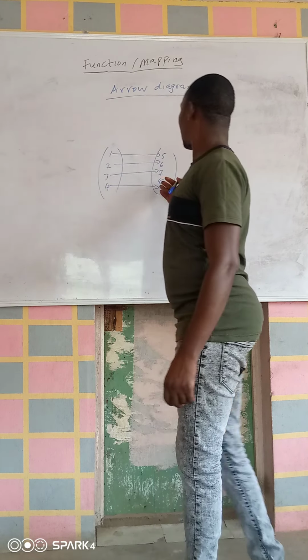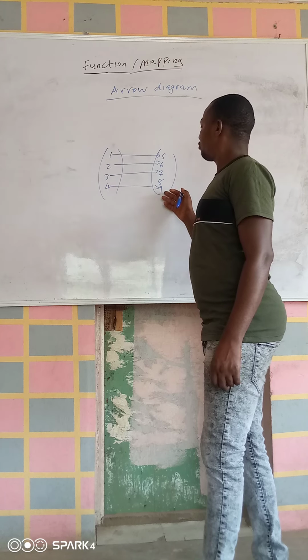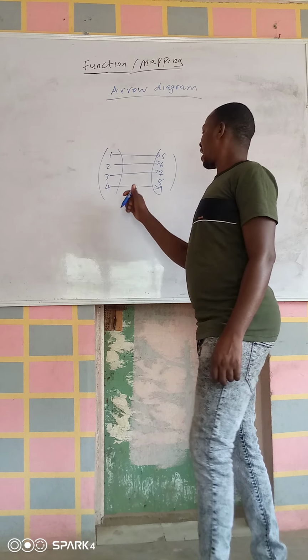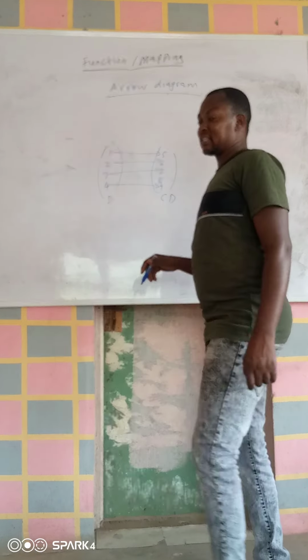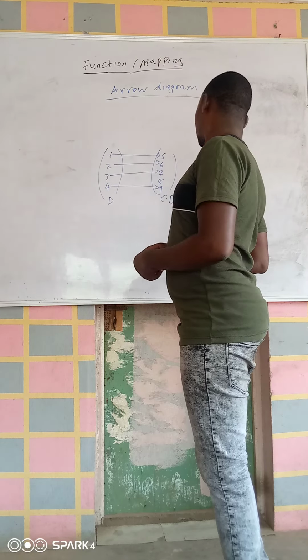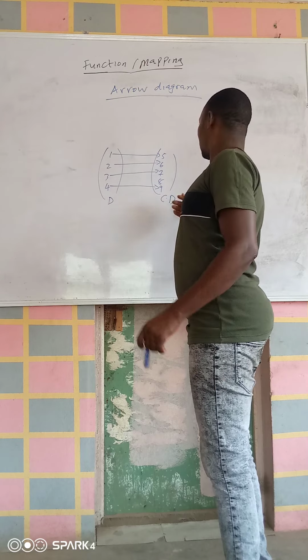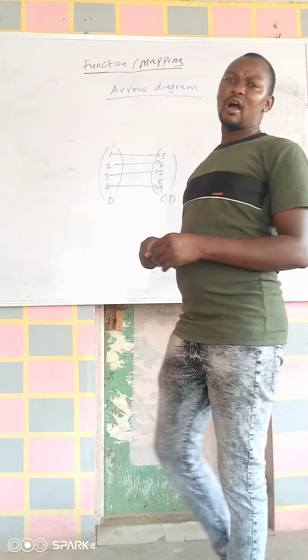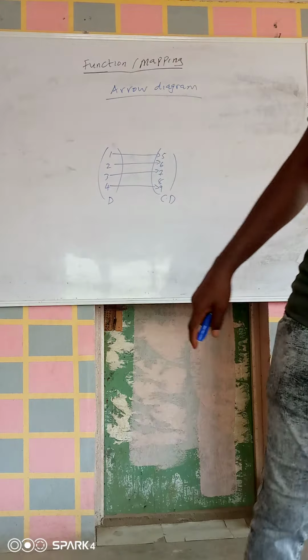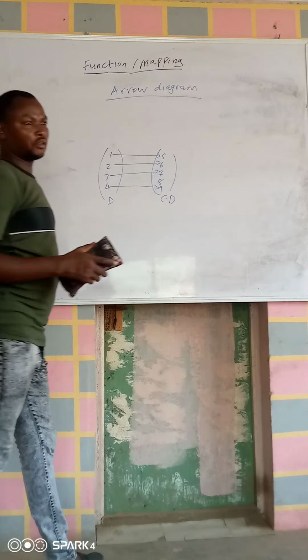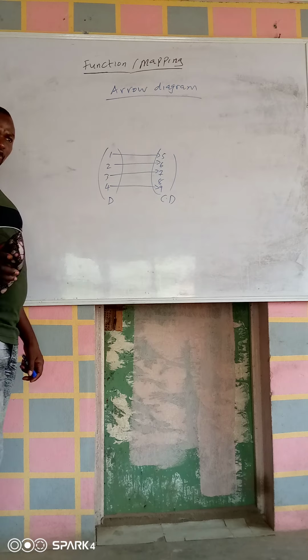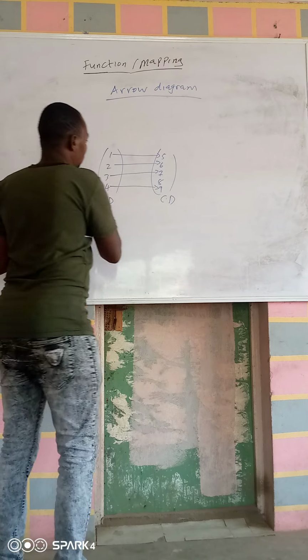So you see that 8 is free here, but we must not have something like that at the domain side. We can have it at the codomain side. So that is just what we can easily say concerning arrow diagrams that represent a function and those that do not represent a function. So that is just it.